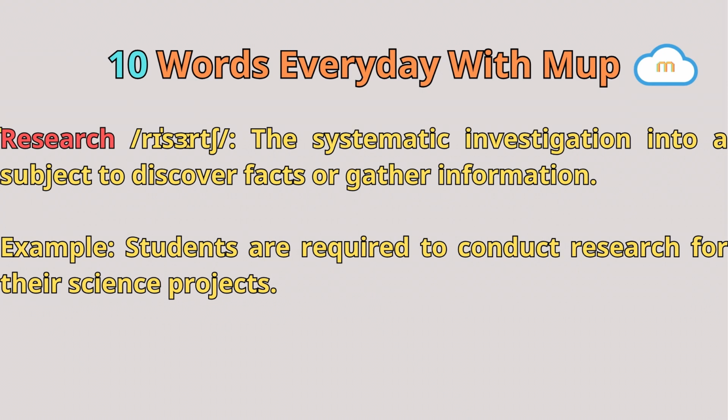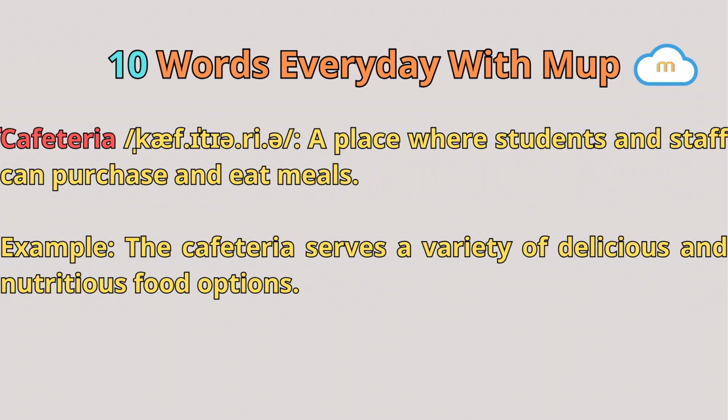Research. Definition, the systematic investigation into a subject to discover facts or gather information. Example, students are required to conduct research for their science projects. Cafeteria. Definition, a place where students and staff can purchase and eat meals. Example, the cafeteria serves a variety of delicious and nutritious food options.